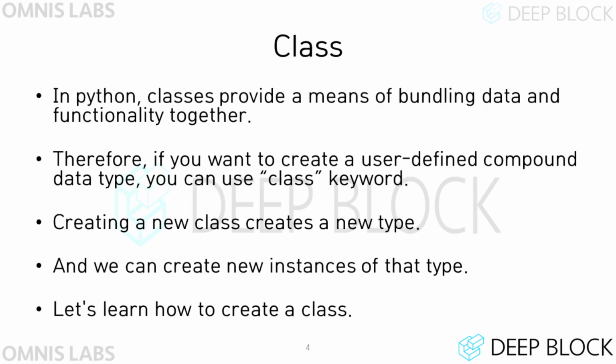In Python, users can create their own compound data types. In Python, it is called class, and a class can be created through the keyword class. Creating a class means creating a new type. So after defining a class, we can create new values or variables of the class.